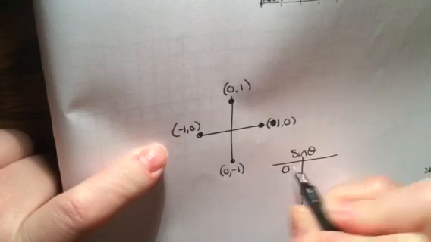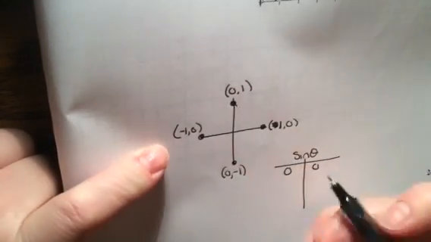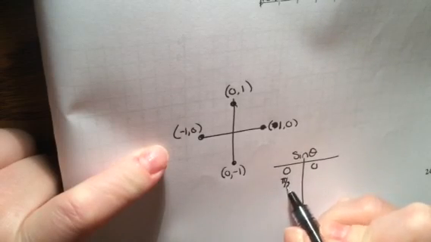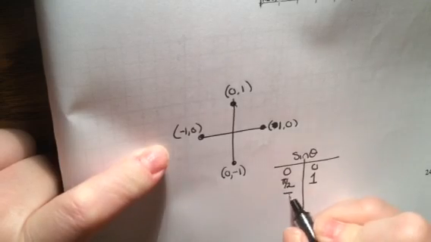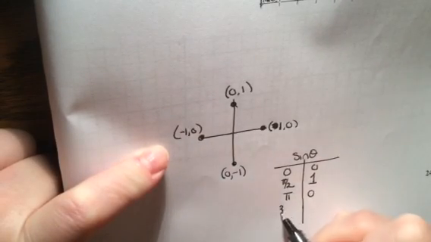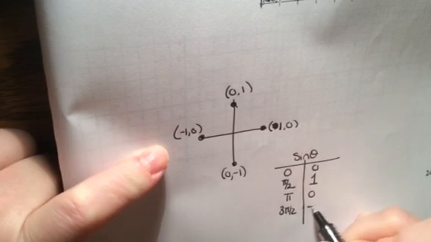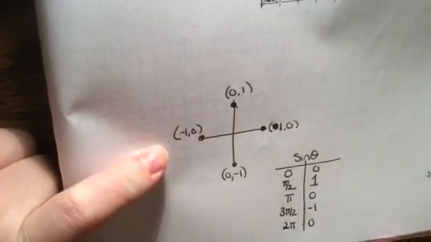So at 0 degrees or 0 radians, we're at 0. And then at pi over 2, we're at 1. And at pi, the y value over here is 0 again. And at 3 pi over 2, we're at -1. And when we get back around the circle to 2 pi, we're back at 0.